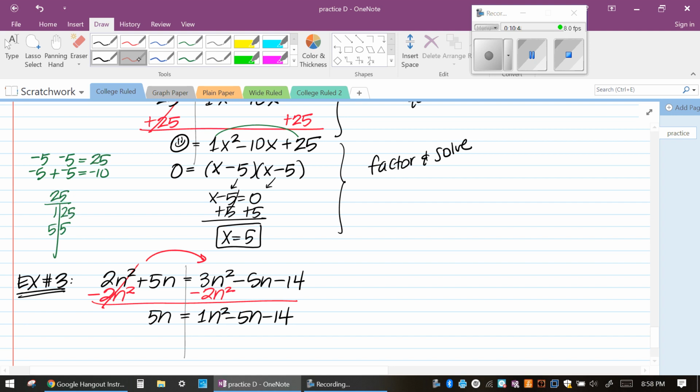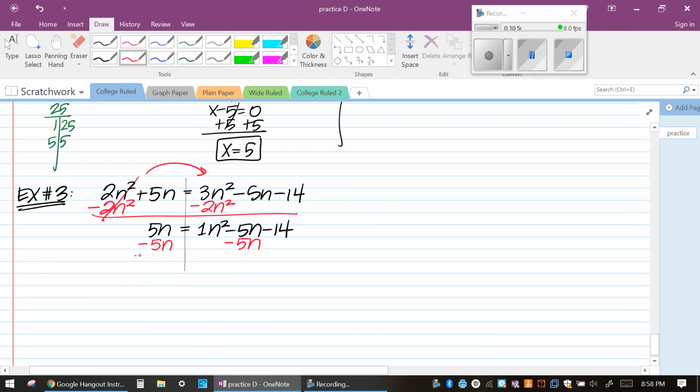Keep going. Keep canceling things from the left. Notice that I'm keeping like terms with like terms. So 5n gets subtracted, giving you 0 on the left. On the right side, I combined the negative 5n with a negative 5n. Okay, so that's the first part: get all the terms on one side.